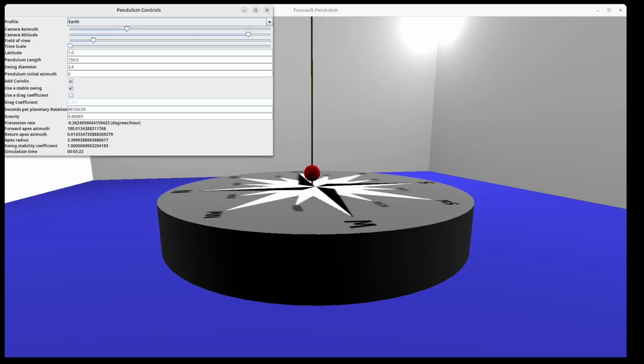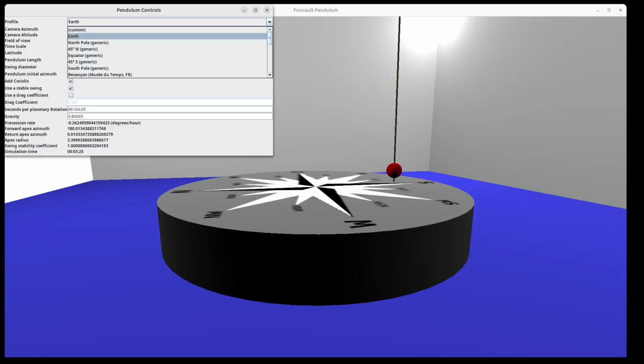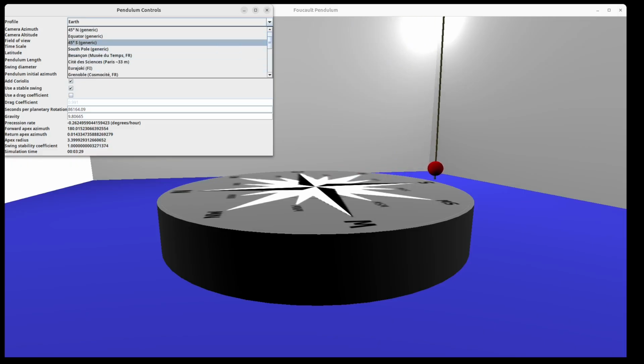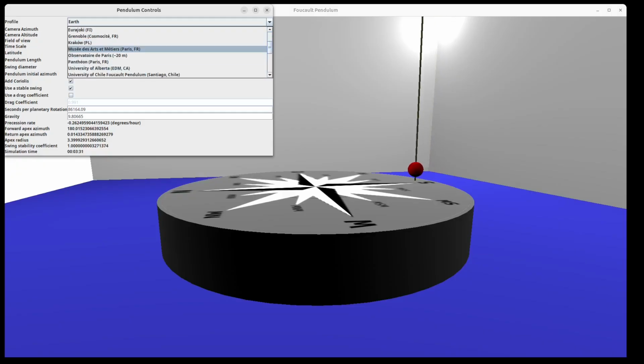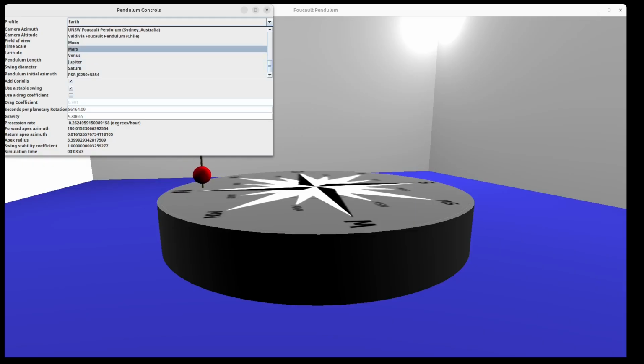So I'm just going to gloss over some of the controls. I have different profiles available. I've got several generic Earth positions. Then I've got very specific Foucault's pendulum installations. I think these are correct. I do believe ChatGPT has been hallucinating quite a lot lately, so some of these may not be real. Then I included a few other locations on different planets just for the fun of it.